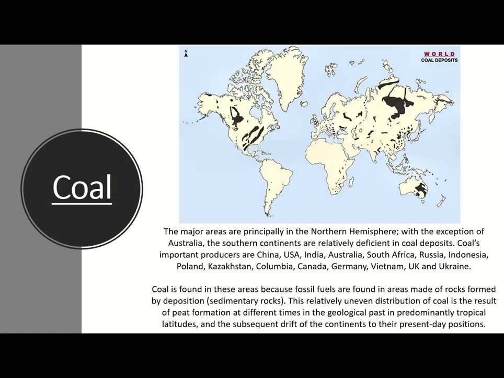Okay, the next one, coal. The advantages of this particular technique are that it's really clear. It's very obvious where the major coal deposits in the world are. They're the black bits, and they stand out amongst the white map. So it's a very, very contrasting map.